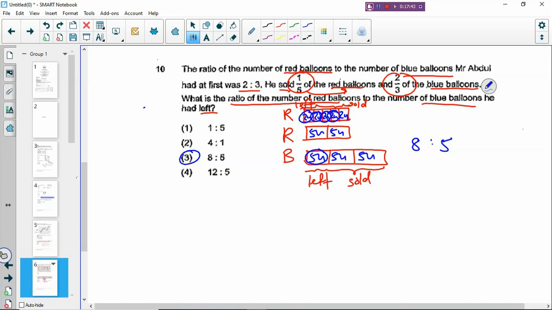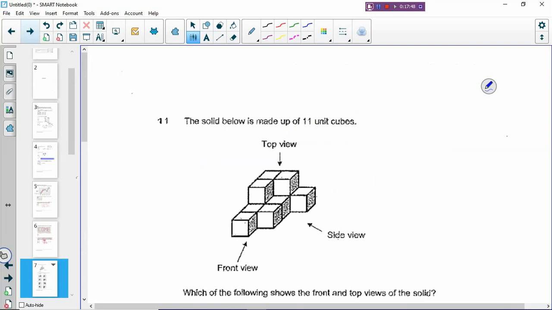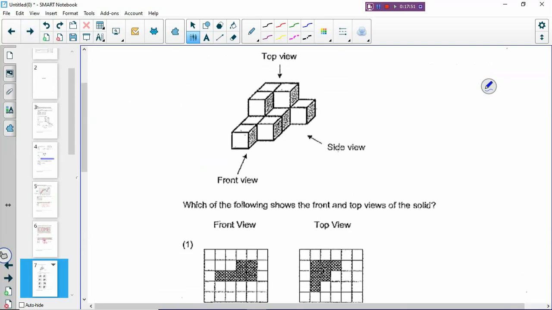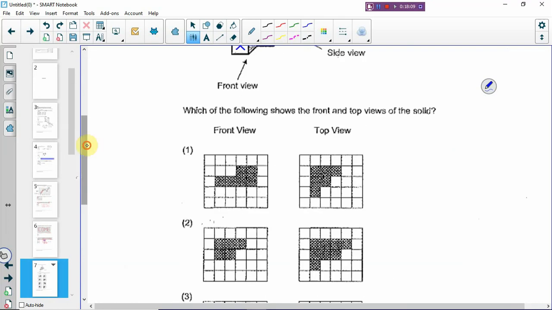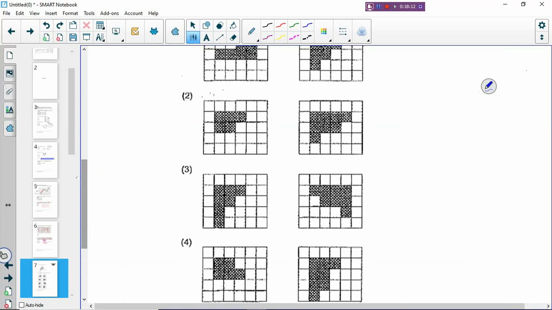Okay, let's go to the next one. Question 11, the 2-mark question. The solid is made of 11 unit cubes. So which of the following shows the front and top view? So the front view, there is a quick way to get your answer. You look at the front view, there are 2 faces, and then 2 faces and 1. So you have 2, 2, 1. Then you look at your 1, 2, 3, 4. Is there a 2, 2, 1? Yeah, there's a 2, 2, 1. See over here. What is 2, 2, 1? 2, 2, 1, according to the front view that you saw just now.